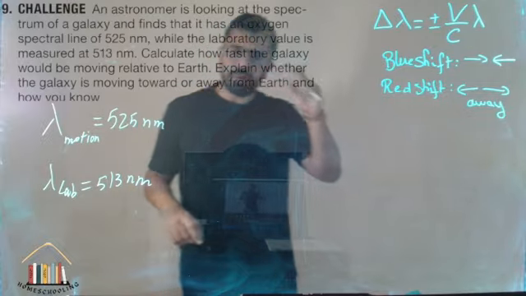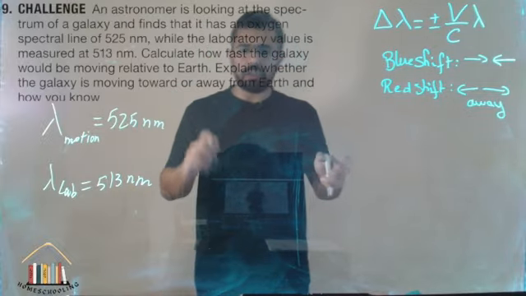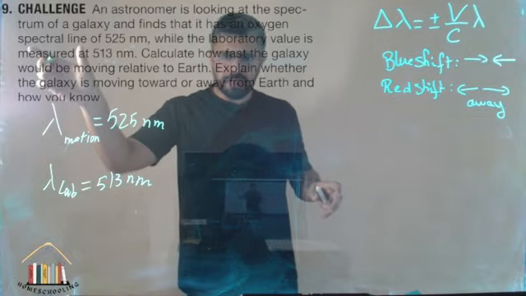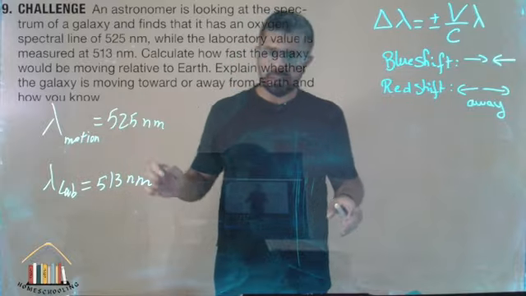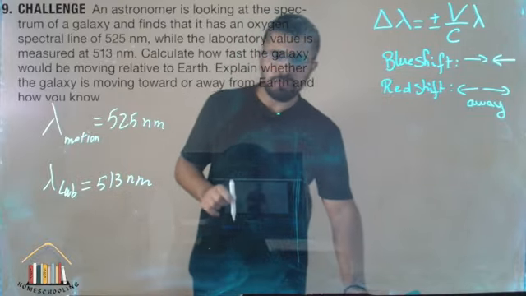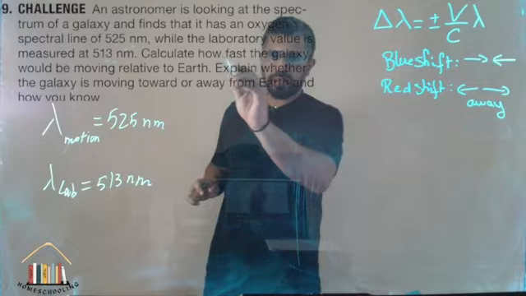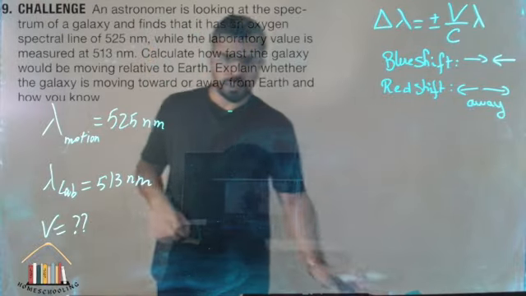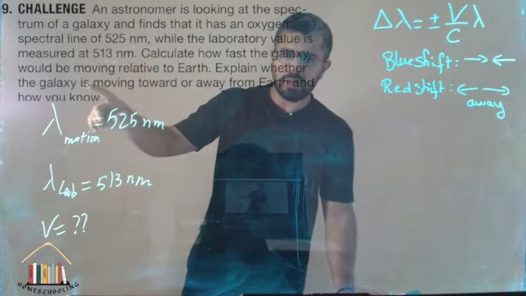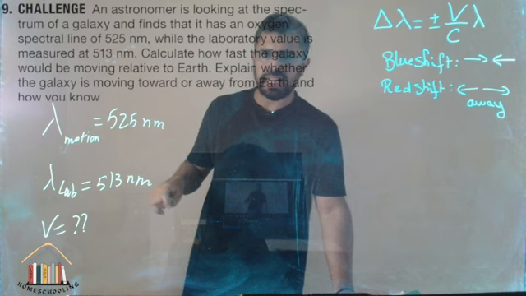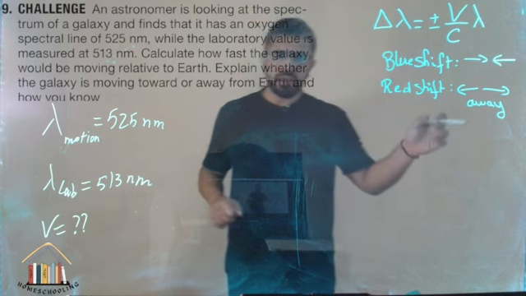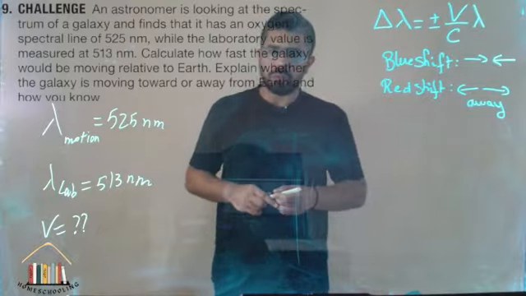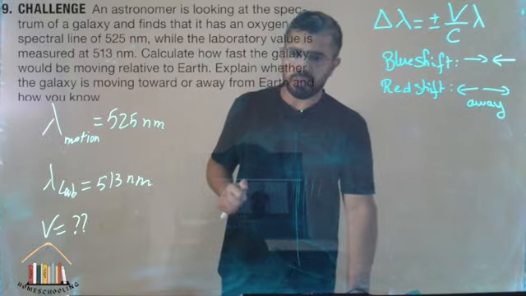So there is a difference between wavelengths, and this reminds us of the Doppler effect. For the same spectrum we have two different wavelengths. Calculate how fast, which means we're talking about the velocity of the motion, the galaxy would be moving relative to Earth. Explain whether the galaxy is moving away from the Earth or moving towards the Earth. And how do we know?